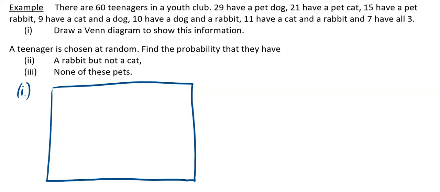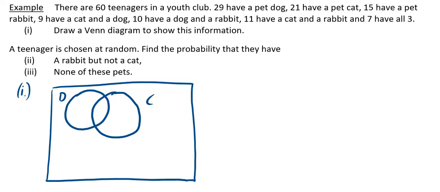To do this question, first of all, you draw your 3 overlapping circles. So you've got your dog, you've got your cat, and then you've got your rabbits. Okay, so the size of these is relevant. It's just to get them drawn somehow. And what you want to do is start with the overlap of all 3 and work out. So it says 7 have all 3. So 7 is a number that goes in here.